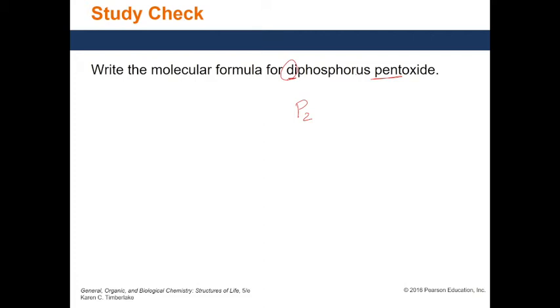Next we have oxide. Oxide basically stands for oxygen. How many oxides? We have pent. Pent means it's 5, so that would turn into your subscript. So the molecular formula here would be P2O5. So this is all about naming molecular compounds. This is the easiest type of question that you can get on naming of molecular compounds.